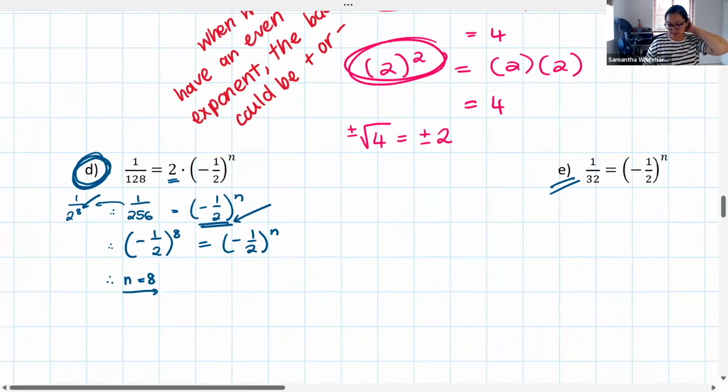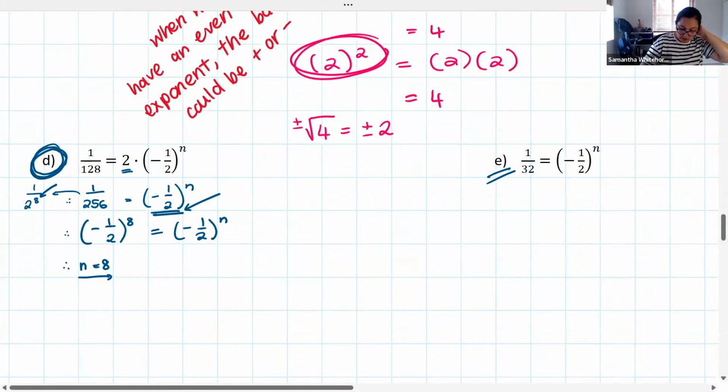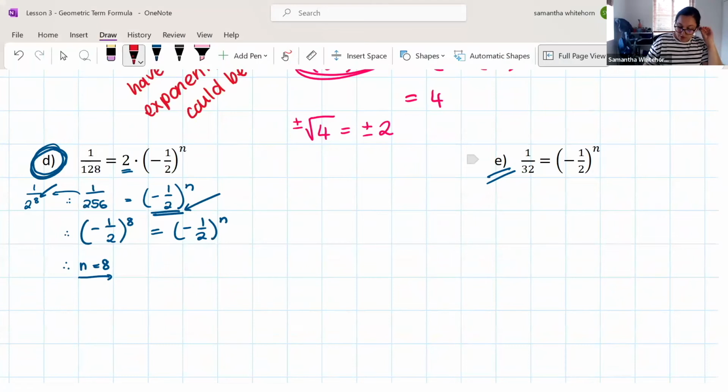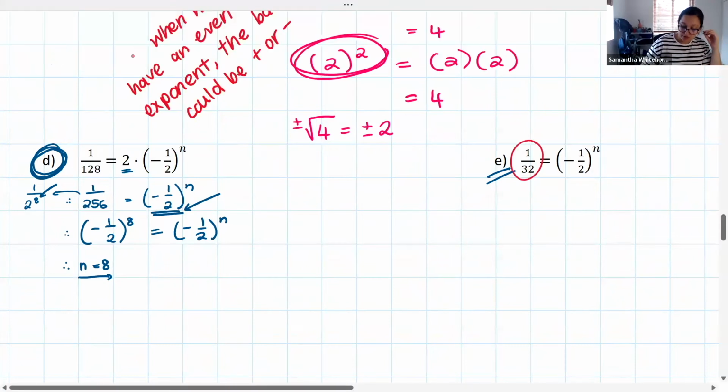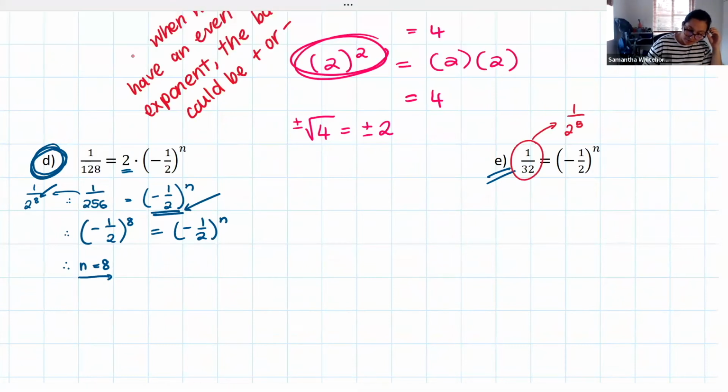However, when you look at something like E, if we write 1 over 32 as prime bases, this would be 1 over 2 to the power 5. Now, that is an odd exponent. When you've got an odd exponent, what you need to remember is that there's only one option. It's either going to be positive or it's going to be negative. And so we actually have a bit of a problem here because that is a negative base.